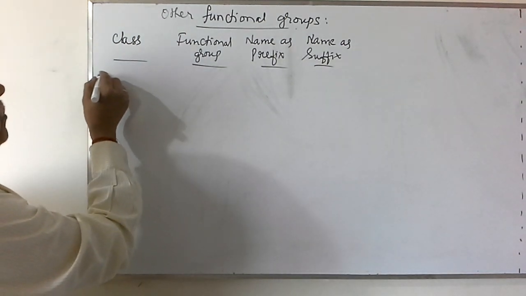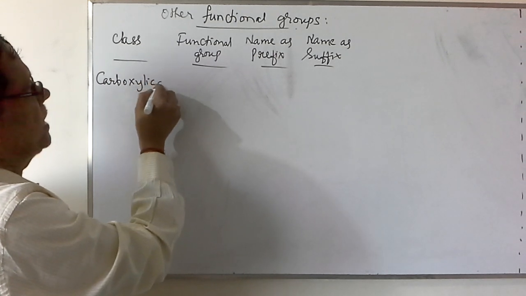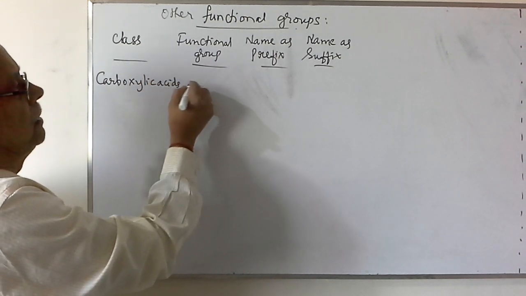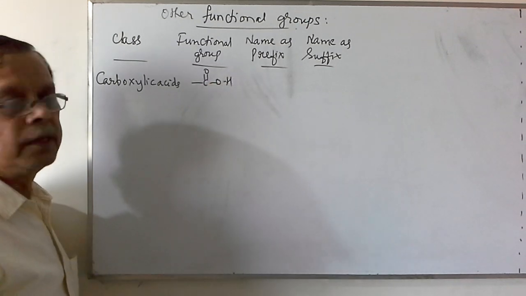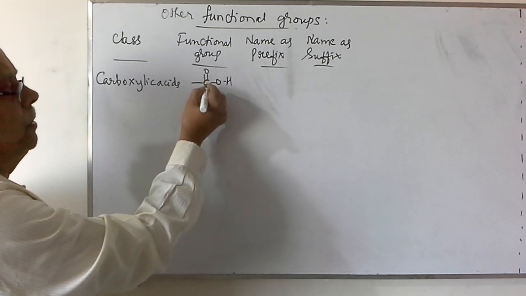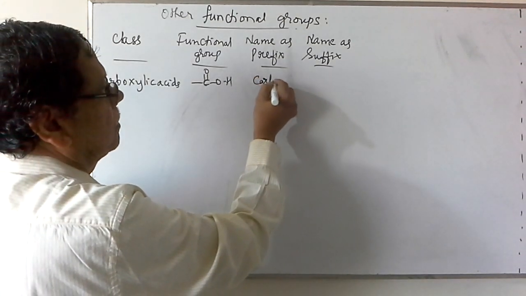The class of compounds are named as the carboxylic acids. The functional group is C=O with OH. The functional group is the carboxylic group, that is COOH. This should be named as carboxy.